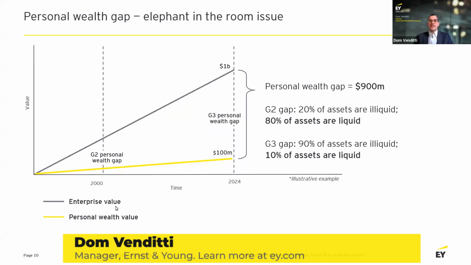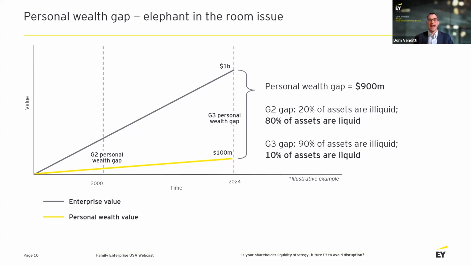The second factor is what we refer to as the personal wealth gap. In connection with that transition wave, as ownership moves from one generation to the next, the personal wealth gap typically grows in line. For instance, as we see on this chart, in G2, the personal wealth gap, being the difference between assets that are illiquid versus assets that are liquid in the company, is a 20%, 80% breakout. However, as the family enterprise continues to grow from one generation to the next, we typically see that gap widen. And by generation 3, in this illustrative example at least, 90% of those assets are illiquid and 10% are liquid.